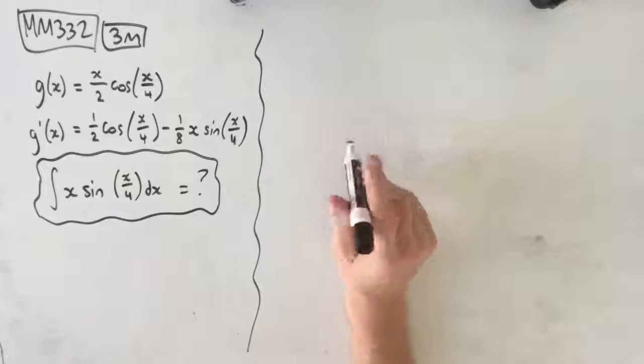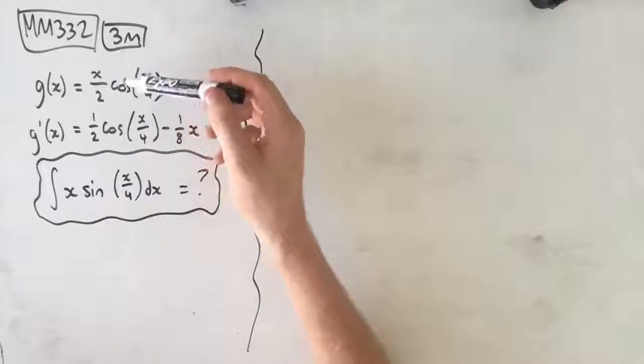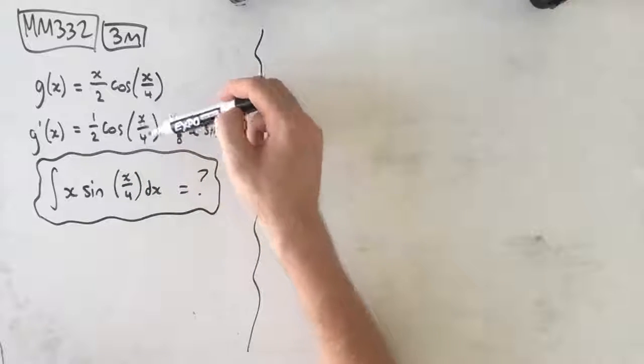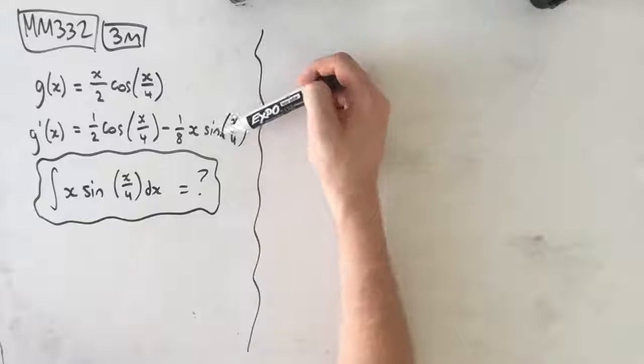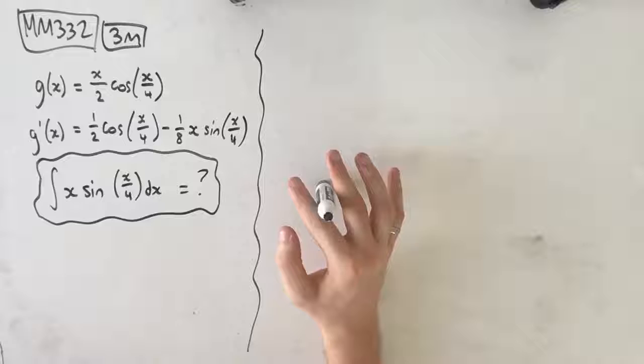So, in this question, it says, it is known that g of x is equal to x on 2 cos of x on 4, and g dash of x is equal to 1 on 2 cos x on 4, take away 1 on 8 x sine of x on 4. Use this fact to find an antiderivative of x sine of x on 4.